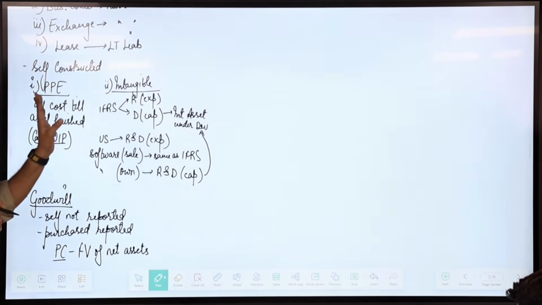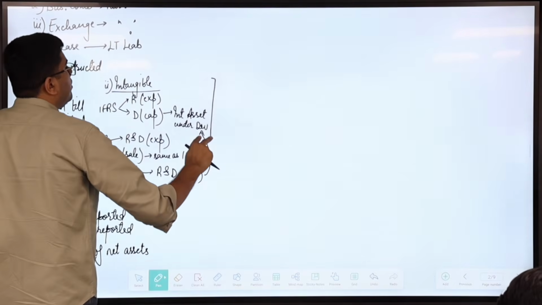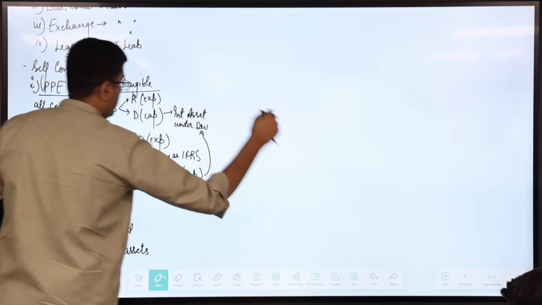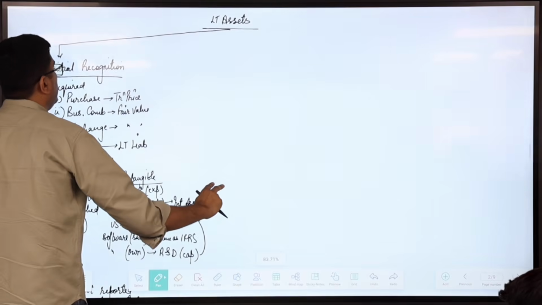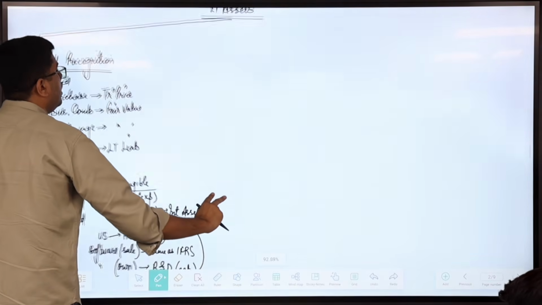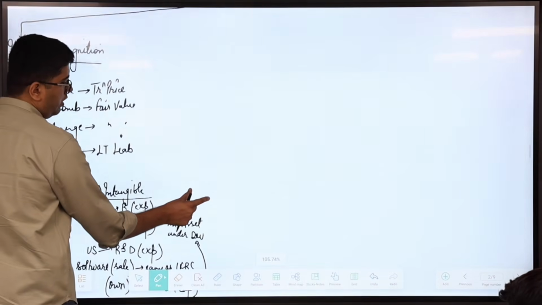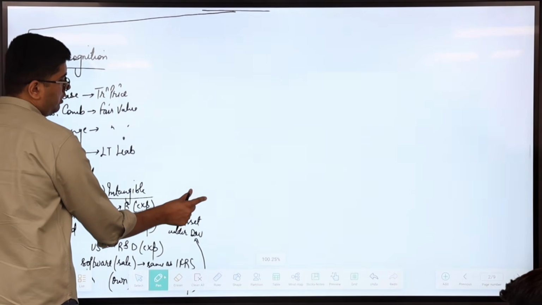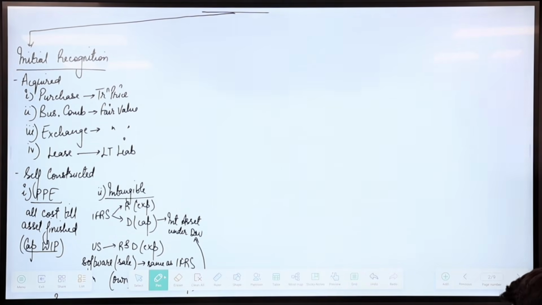So this is the entire section for initial recognition of an asset. Sir, in our books, when we came to US GAAP intangible assets, it is written that for software for sale, until technological feasibility is established, costs are expensed. And for software for internal use, until it is probable that the company will use it for its intended purpose, it is expensed.